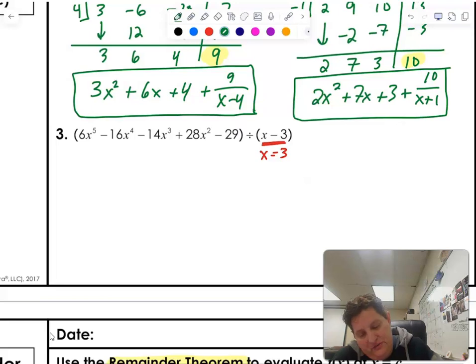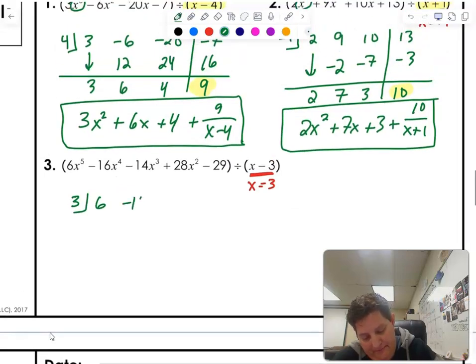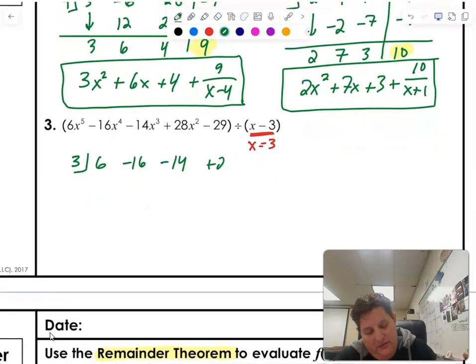All right. One more synthetic division. You got to pay attention on this one because we are missing a term, okay? So we have 6x to the 5th. Move this down a little bit. All right. Minus 16x to the 4th. Minus 14x to the 3rd. Plus 28x squared. Then we have 0x minus 29.